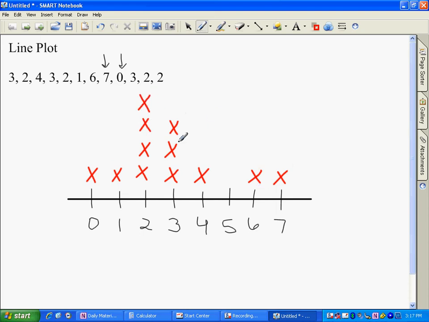And so this is a line plot. It gives you a quick look at how the numbers fall, so you can automatically look here and say, wow, the mode of this data set is 2 because there's more 2's here than anything else. And then you can quickly notice that there's no 5's in this data set. Remember also, you would want to include a title if you know what the numbers represent. So maybe if this was the number of hours people spent watching TV over the weekend, you would want to put a title to that effect. Okay?